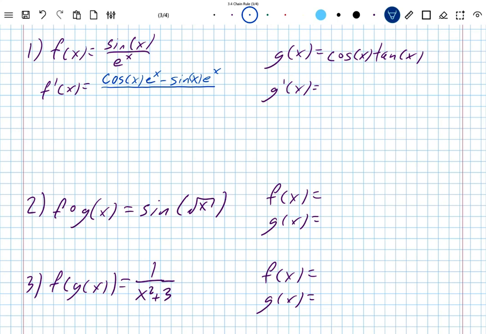Don't forget that we're going to take e to the x squared. E to the x squared is the same thing as e to the 2x. Nice. Next up, cosine times tangent.